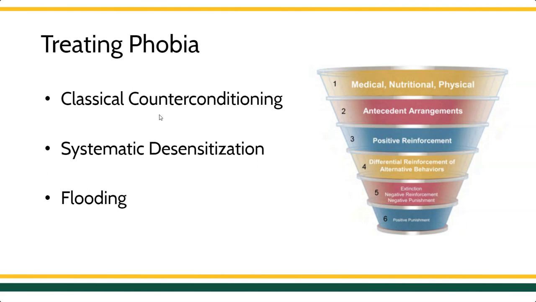Remember, phobia is a combination of classical conditioning and operant conditioning. So classical conditioning is conditioning on reflexes. It's an involuntary response. So to address that, and perhaps the least intrusive way to address that, is to do something called classical counter conditioning. If there's a stimulus that elicits an aversive reaction from the client, then you try to pair that stimulus with something that produces or elicits the opposite reaction.